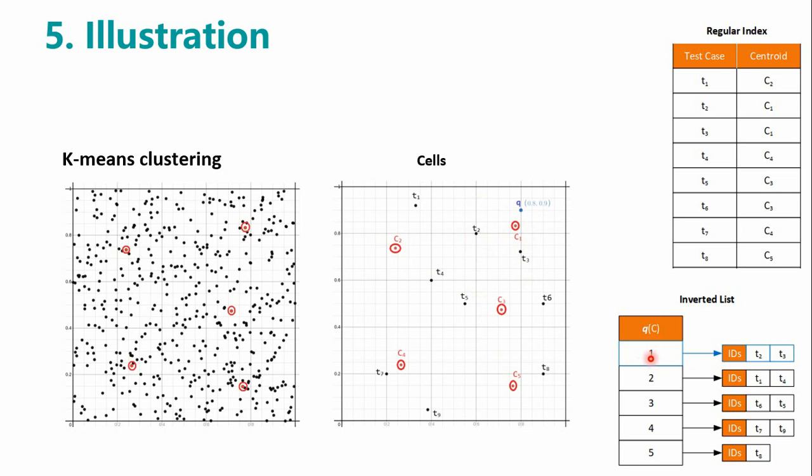C1 is the quantized form of this test case, this point. So we go down and find T2 and T3, calculate the distance of Q to T2 and T3, and find the nearest neighbor. In this way we can see that a lot of distance calculations have been skipped.